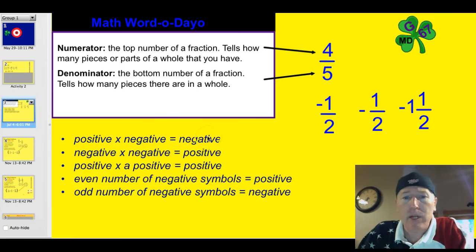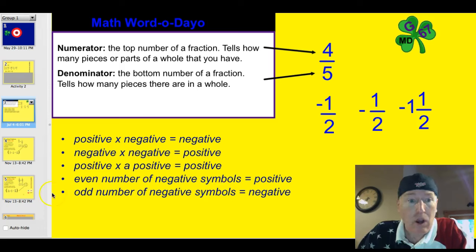All right, quick run through on some other rules we've been working with a lot. A positive times a negative, of course, is a negative. A negative times a negative is a positive. I like these two: an even number of symbols, either negative or positive, is going to give you a positive. If it's an odd number of negative symbols, then you're going to end up with a negative answer.